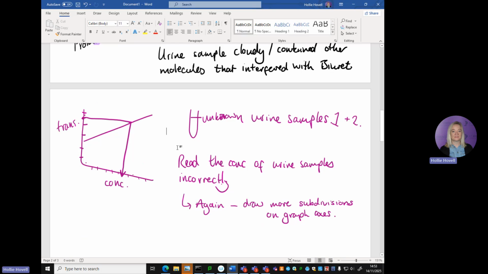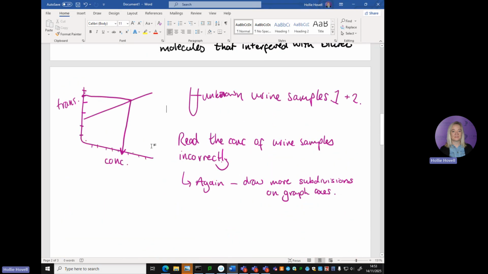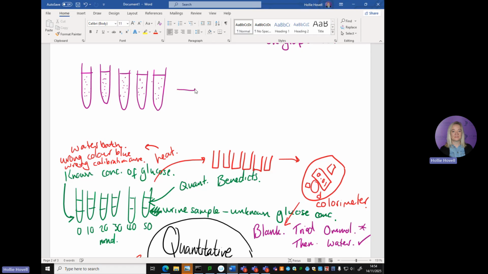Let me think this through, if there's any other reasons why it might have gone wrong. I've just had another thought. When you heated these test tubes up and then left them to settle in a test tube rack, you might remember that this type of Benedict's produces a precipitate, like lots of little dots floating in the liquid, and you had to wait for that precipitate to settle.